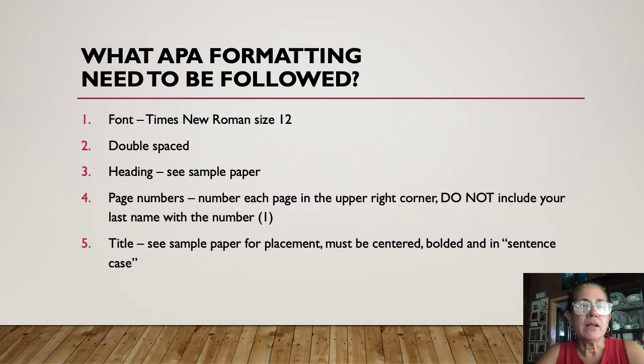Page numbers. Now, how do we do pagination? Each page is numbered in the top right hand corner, and you do not include your last name. Remember, the last name in the pagination is only for MLA. When you do APA, you do not put your last name. Title, see the sample paper for placement, and it must be centered, bolded, and very, very important, in sentence case.